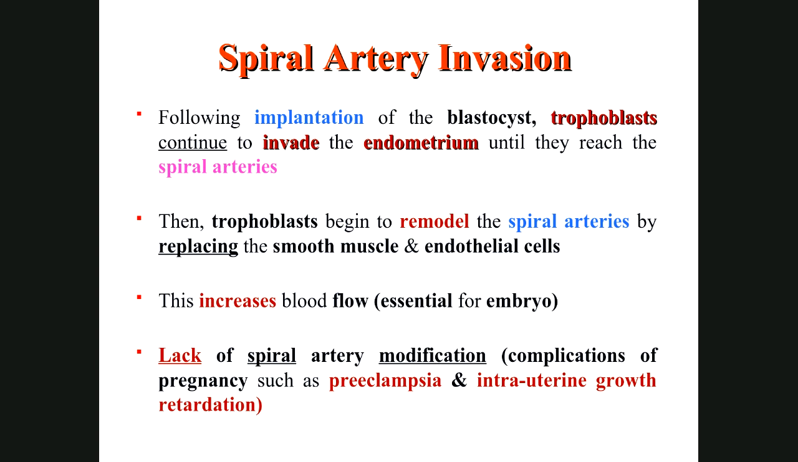Leading to an increase in the blood flow, and if this modification does not take place, it will lead to preeclampsia and intrauterine growth retardation because of lack of supply. Preeclampsia is a pregnancy complication characterized by high blood pressure and signs of damage to other organ systems like the liver and kidney. Usually it begins after 28 weeks of pregnancy in women whose blood pressure has been normal. So this is preeclampsia for you.